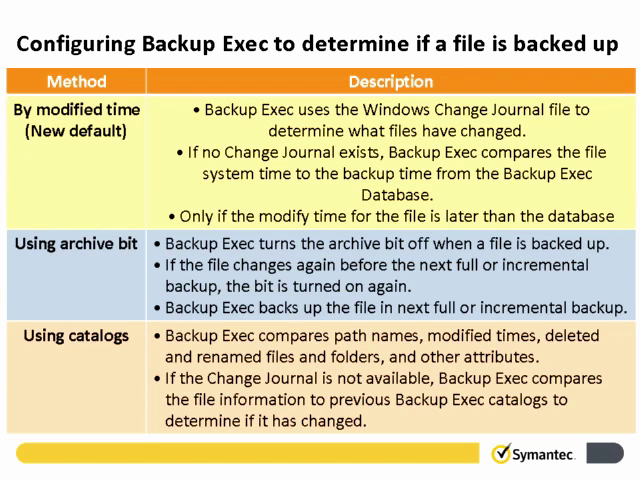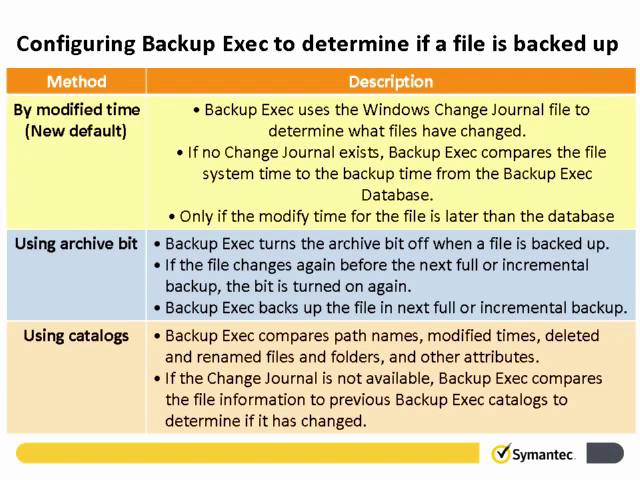Archive bit-based backups are slower than change journal-based backups when you have a very large number of small files. It's faster to run change journal-based backups against a large number of small files.